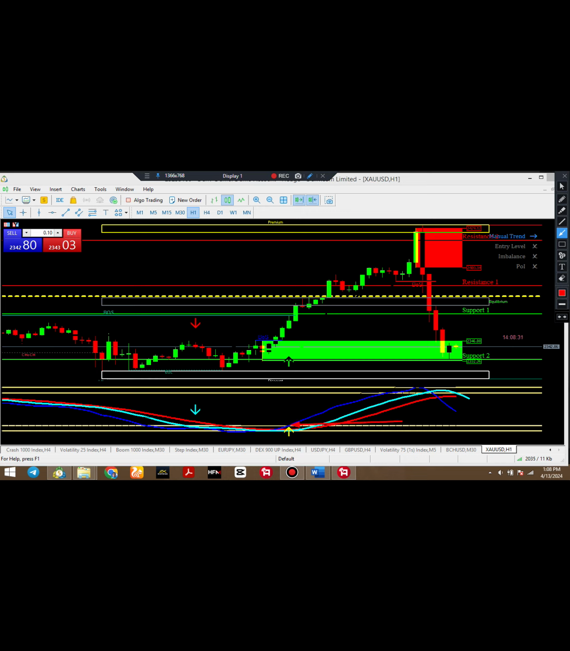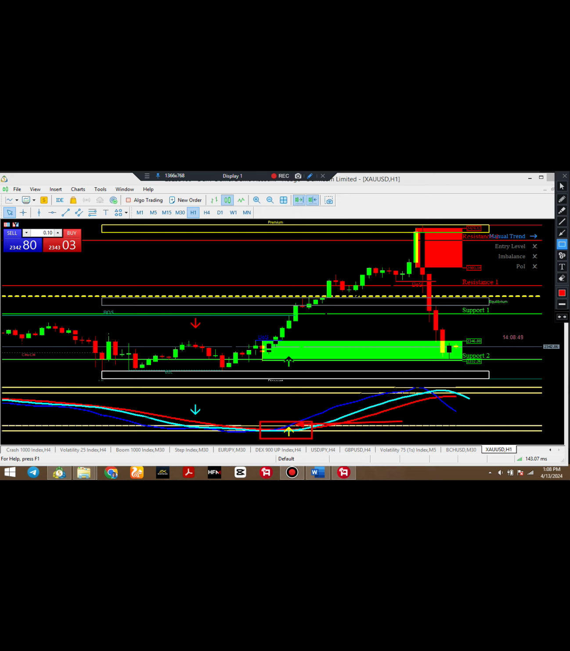The reason it's a valid signal is because it comes from our window one here. It popped up at our area of interest, which is the discount zone. So it was at the very low that this signal popped up.